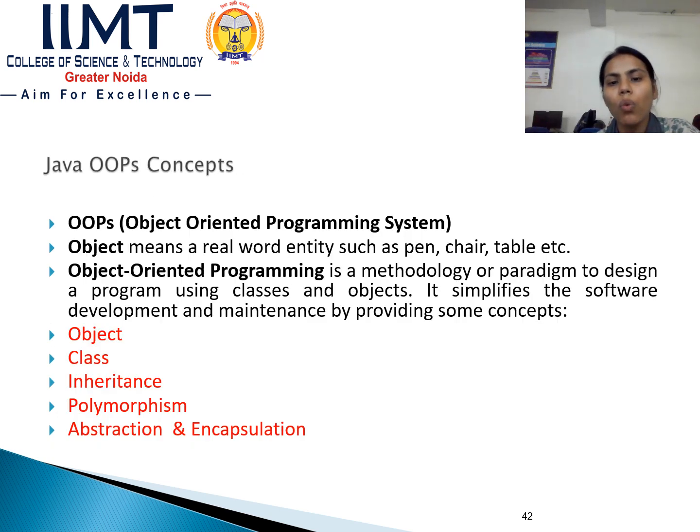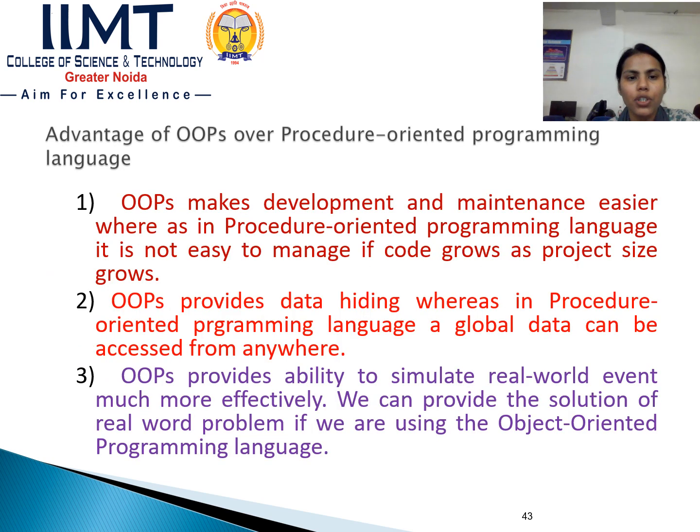Now, OOPS, object-oriented programming system. Object means a real-world entity such as pen, chair, table, etc. Object-oriented programming is a methodology, or you can say paradigm, to design a program using classes and objects. It simplifies software development and maintenance by providing some concepts. First is object, class, inheritance, polymorphism, abstraction, and encapsulation.